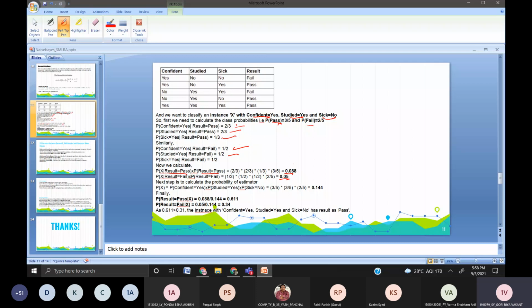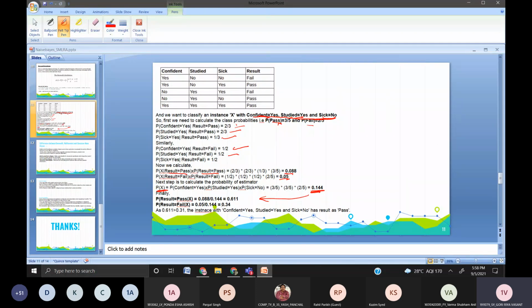So now the next step is to calculate the probability of the estimator, that is, we need to calculate P of X. So when we calculate P of X, we get the answer as 0.144. And then we can finally input these values here, which gives us if he has passed or failed. So X has kept in mind all the parameters here, and finally we can get a result, if he has passed or failed, based on these parameters.